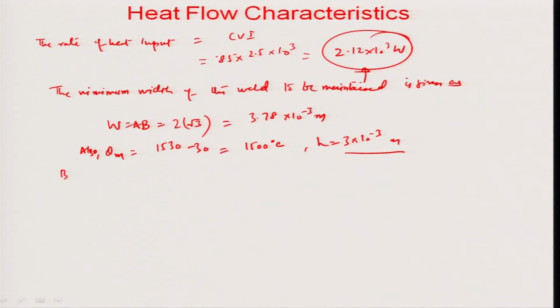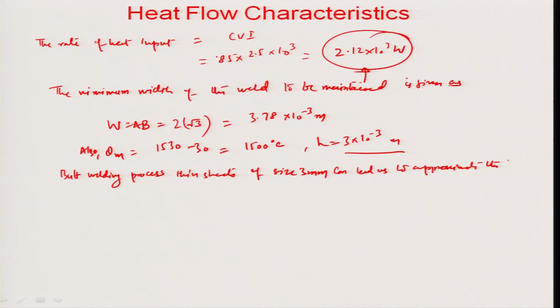The butt welding process involving thin sheets of size 3 mm can lead us to approximate the heat source as a line source, and so the equation Q equal to 5 by 4 pi w k theta m times of 2 by 5 plus V w by 4 alpha remains valid.